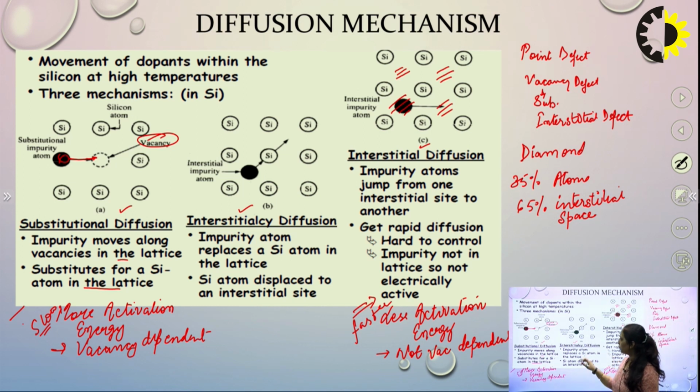Now, the third type of diffusion is known as the interstitial C diffusion. In case of interstitial C diffusion, we have the impurity which will be present in the interstitial site. It will push the silicon atom. The silicon atom will take place in the interstitial site, and your dopant atom will take the place of this silicon. So this is the case of interstitial C diffusion.